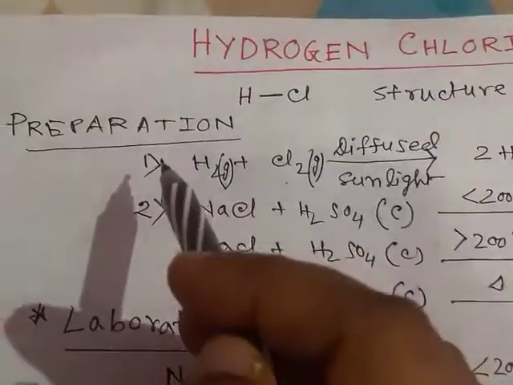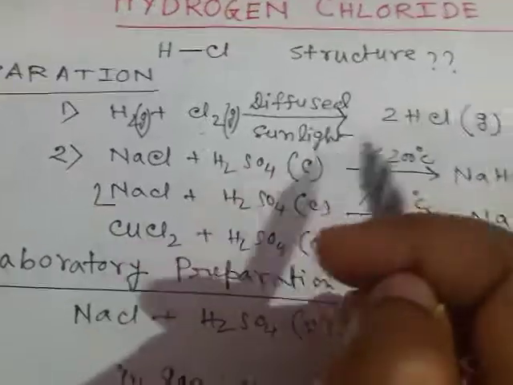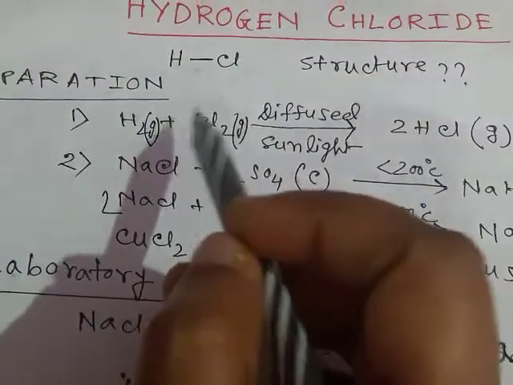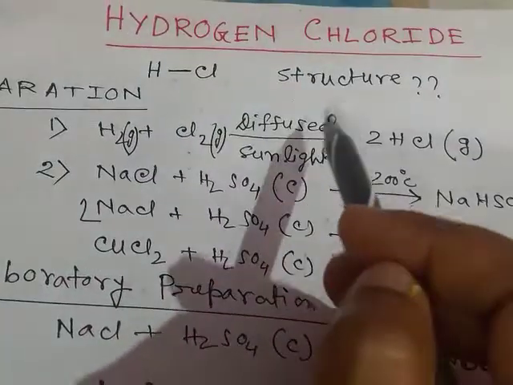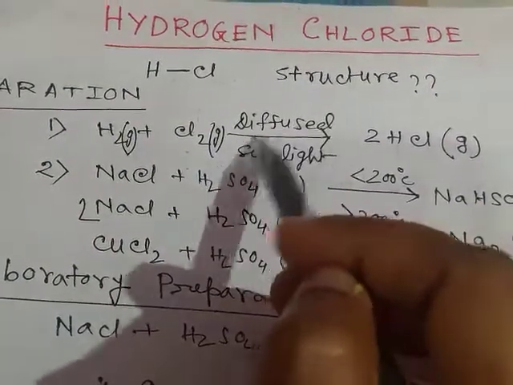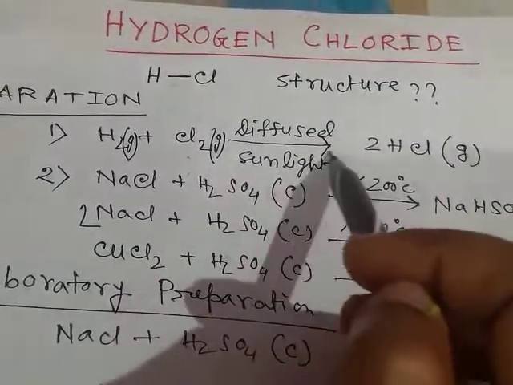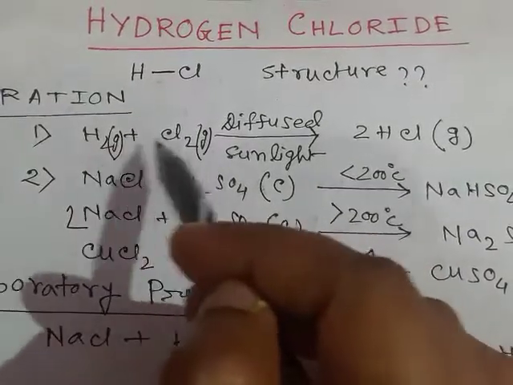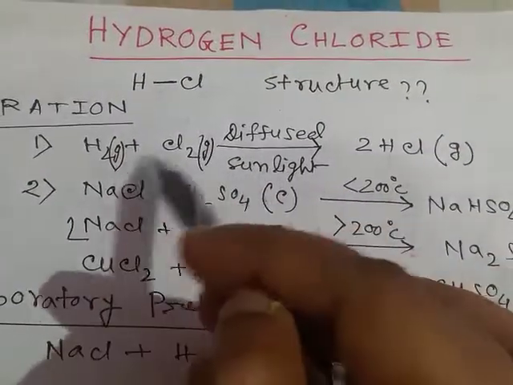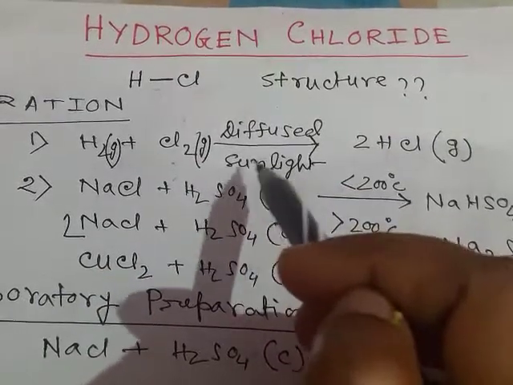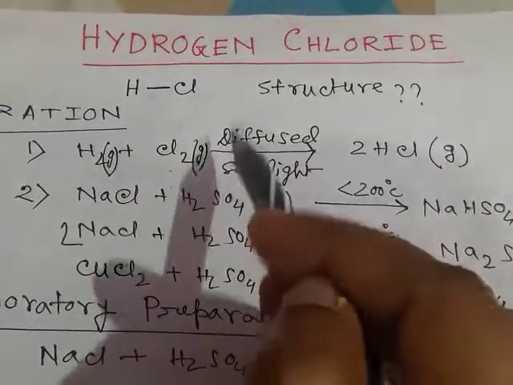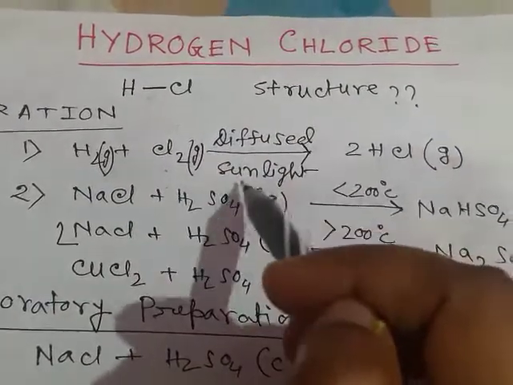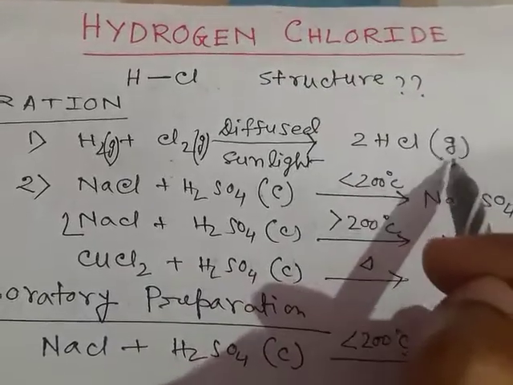Now we will see the preparation of this compound. This compound may be prepared from its constituent elements, that is from hydrogen gas and chlorine gas in presence of diffused sunlight. Diffused sunlight means this sunlight should not be continuous, because in presence of continuous sunlight an explosion will occur, whereas in dark this reaction does not proceed. So sunlight is necessary, but this sunlight should be diffused. So hydrogen and chlorine in presence of diffused sunlight form HCl gas.